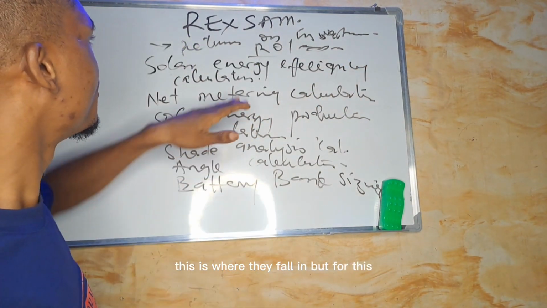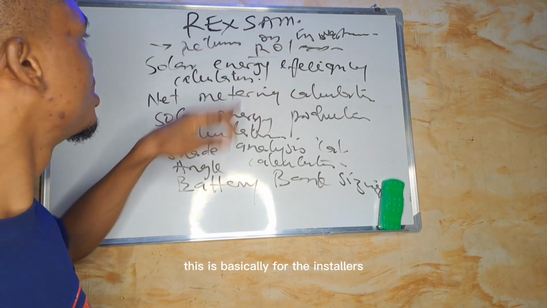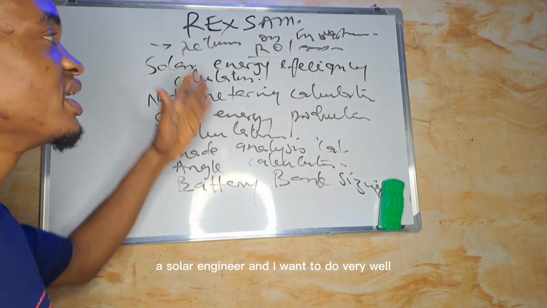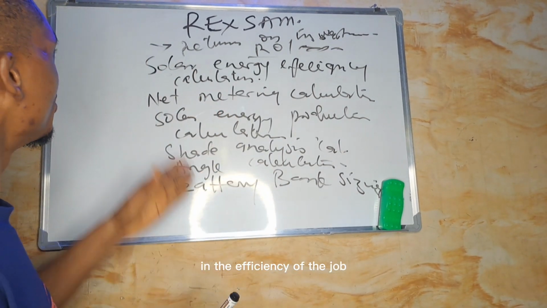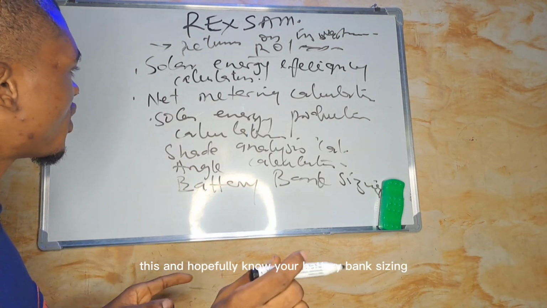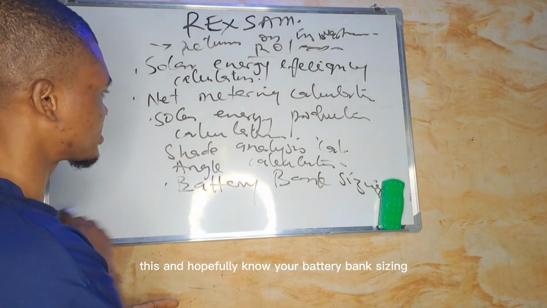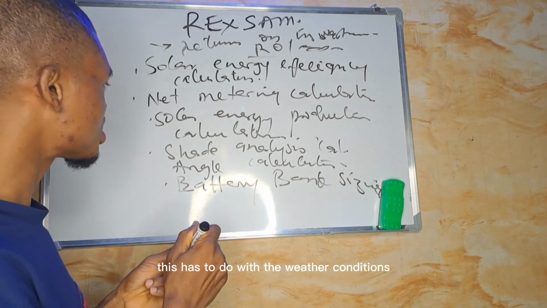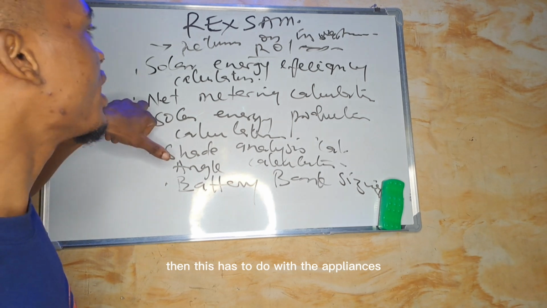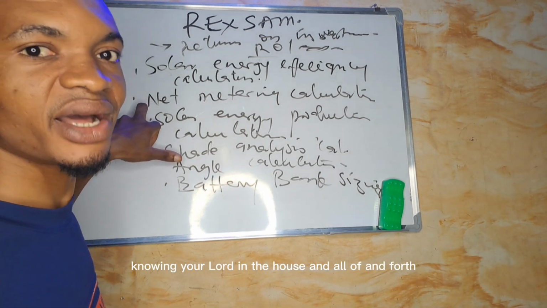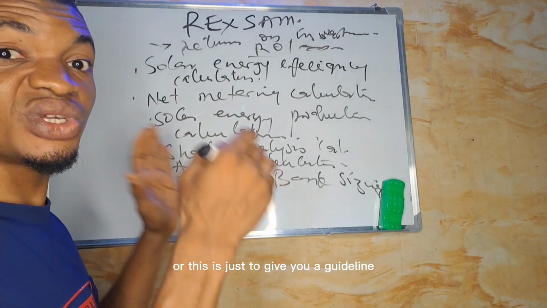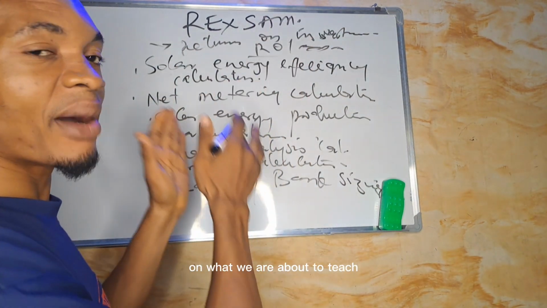But this is basically for the installers. This is also basically for an installer, a solar engineer that wants to do very well in the efficiency of the job. You must be able to understand these basic facts, and equally know your battery bank sizing and the shade analysis. This has to do with the weather conditions. Then this has to do with the appliances, knowing your load in the house and other things. But I'll be taking them one after the other. This is just to give you a guideline on what we are about to teach.